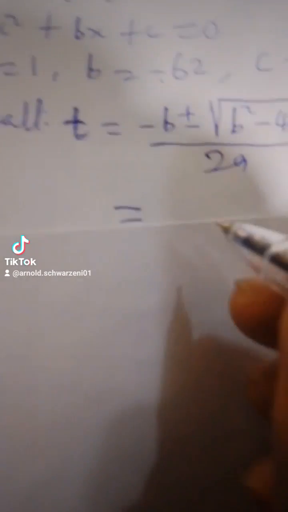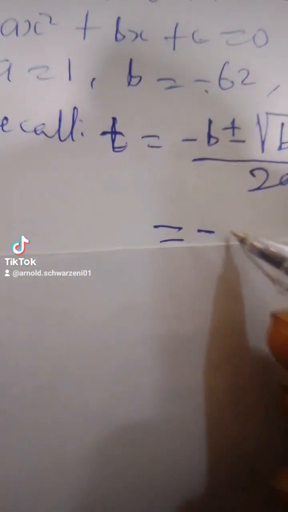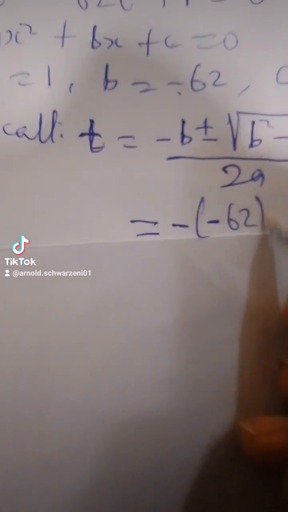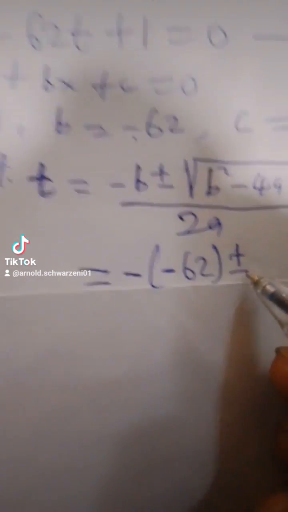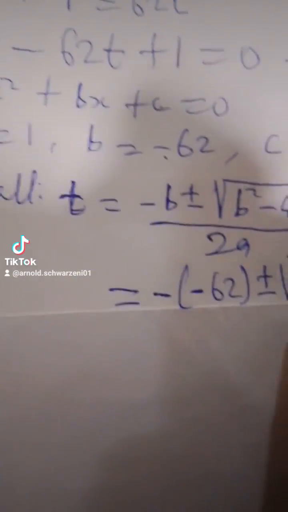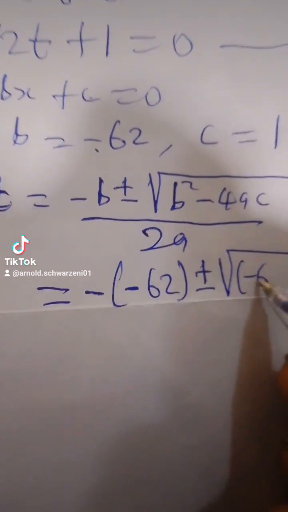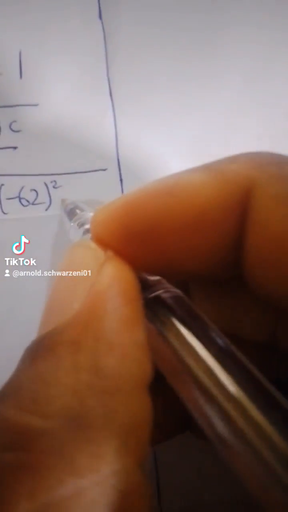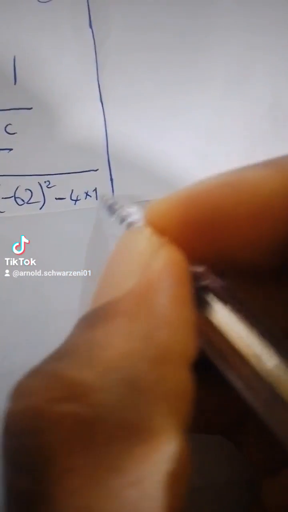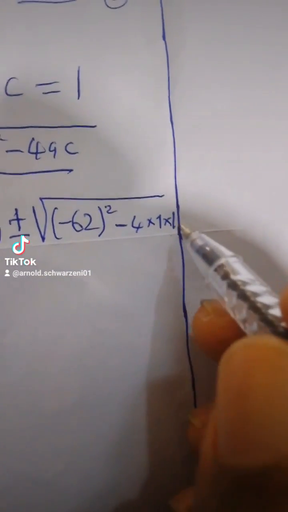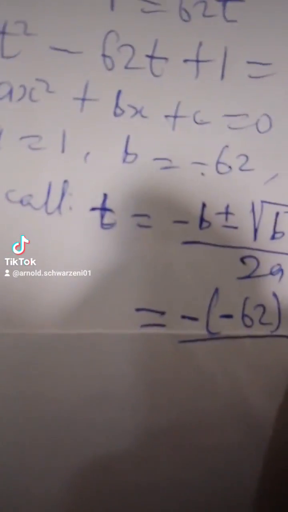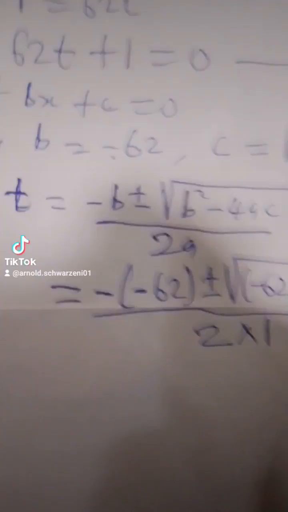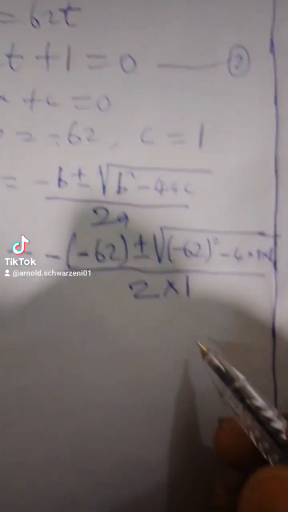So we are going to have minus, which is in the formula, times minus 62, plus or minus the square root of minus 62 squared minus 4 times 1 times 1, because a is 1 and c is 1, all in square root form, all over 2 times 1. Good. Are we following? Viewers, I hope you are following me. Look at what we have done so far.